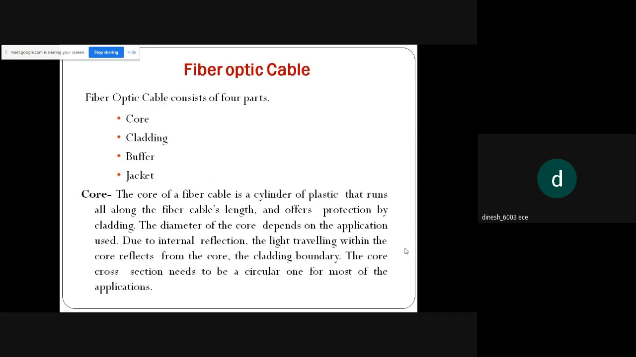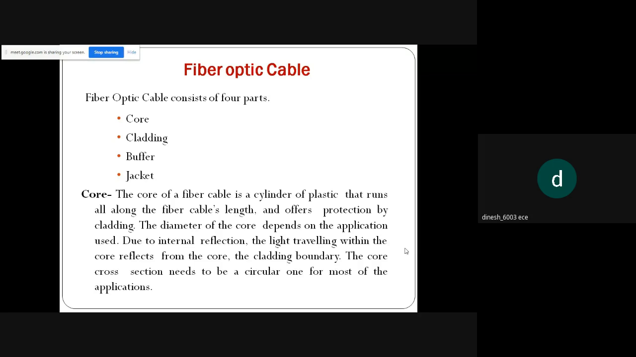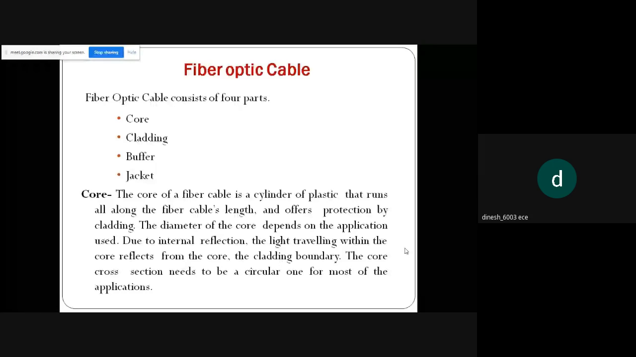So what does this fiber cable consist of? The fiber cable consists of 4 main parts. First one is the inner core. Second one is the outer cladding. Surrounding the cladding we have the buffer, and surrounding the buffer we have a jacket.